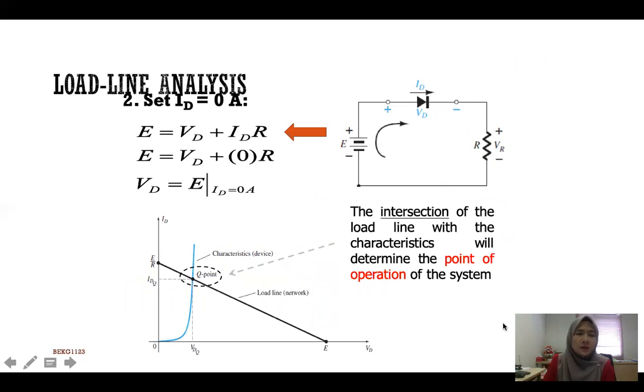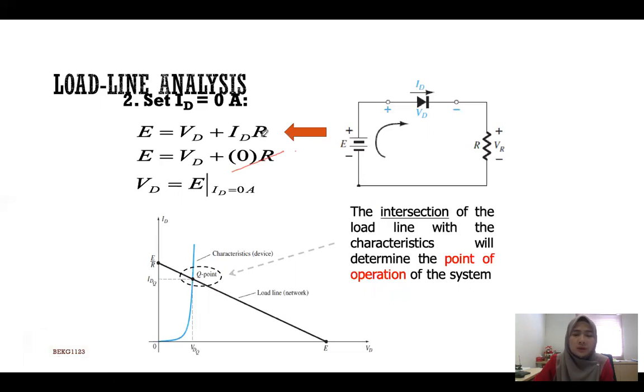Next, you set ID equals to 0. So when ID is set equal to 0, the KVL equation will become E equals VD plus ID, which is 0, multiplied with R, so you will get 0. So VD is equal to E.